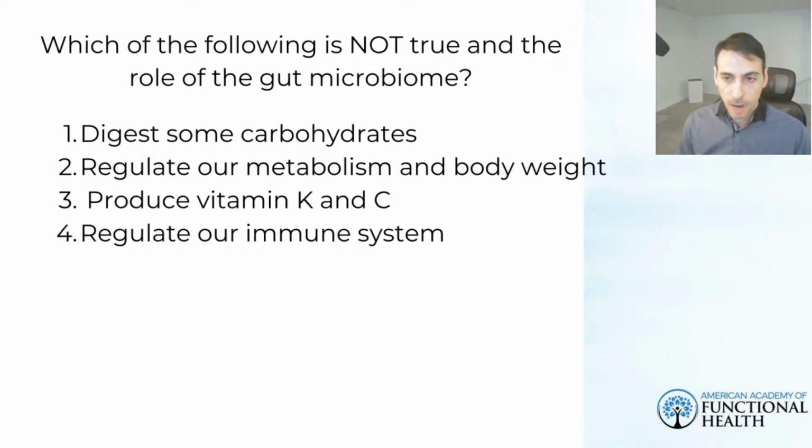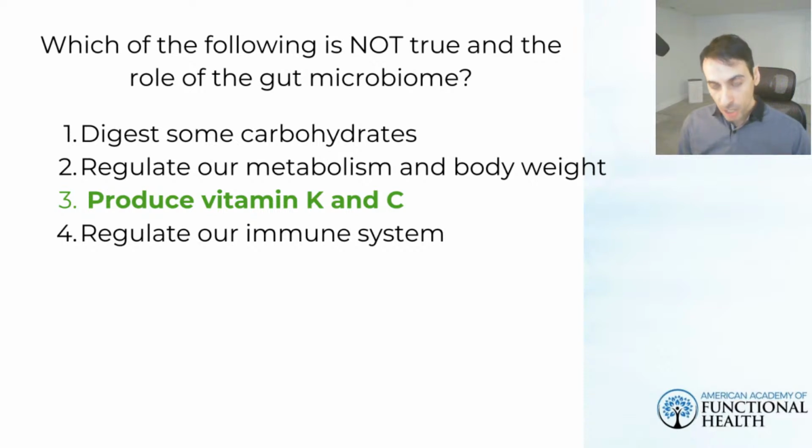When we look at the gut microbiome, what it does not do is produce vitamin K and vitamin C. We know that the gut microbiome helps us with digestion of some carbohydrates, it regulates our metabolism and body weight, and it also helps regulate our immune system. It also produces vitamin K, but it does not produce vitamin C. Our body in general cannot produce vitamin C. We have to get it from diet or supplements. And we know that vitamin C is important for tissue regeneration, repair, healing of wounds, and also supporting our immune system.